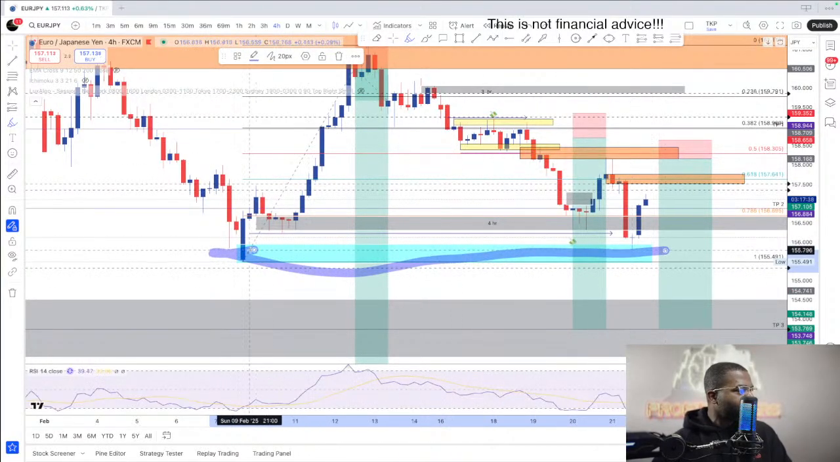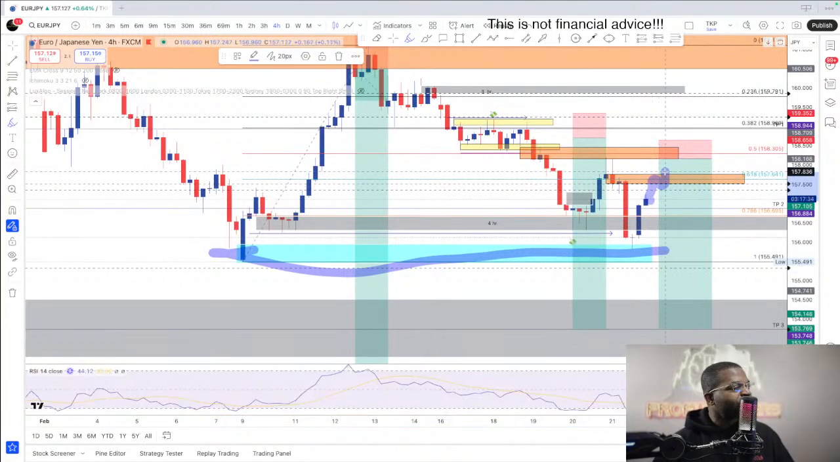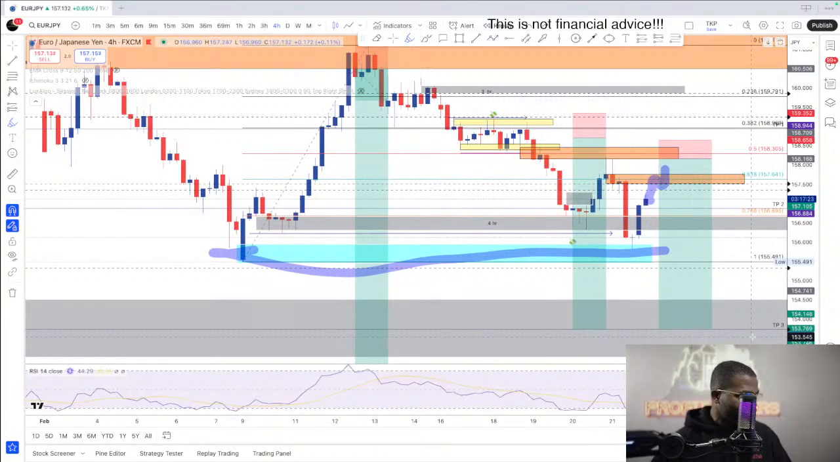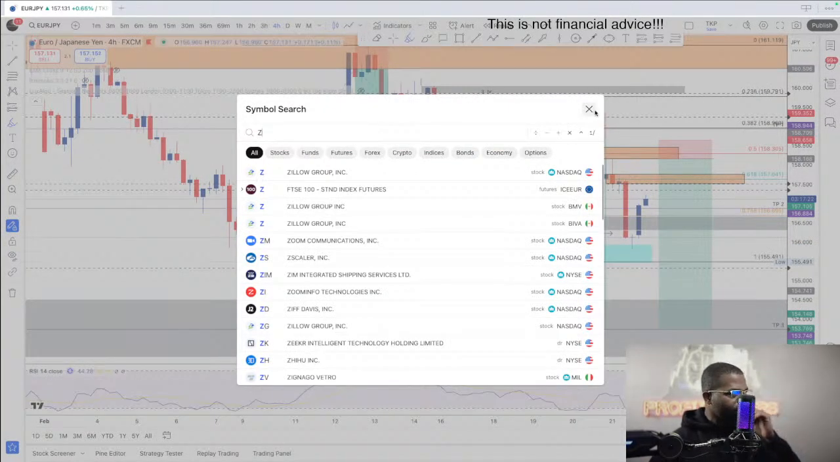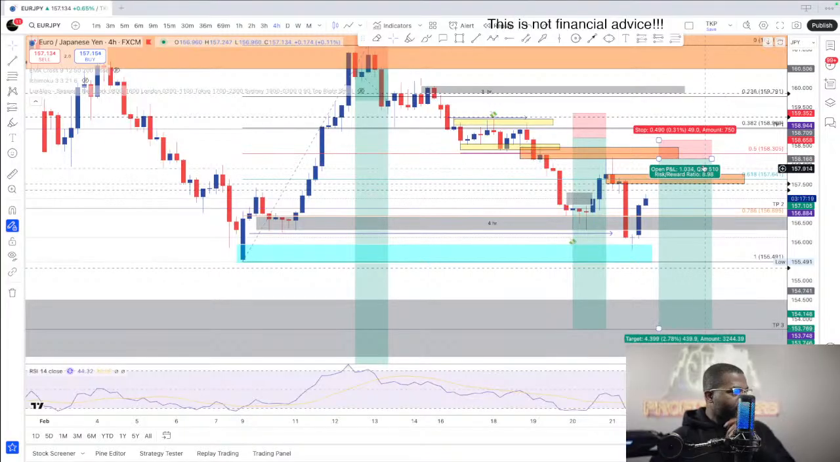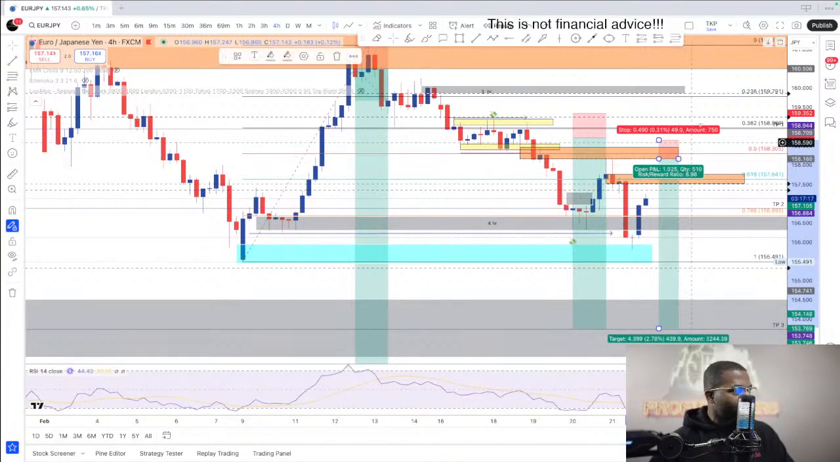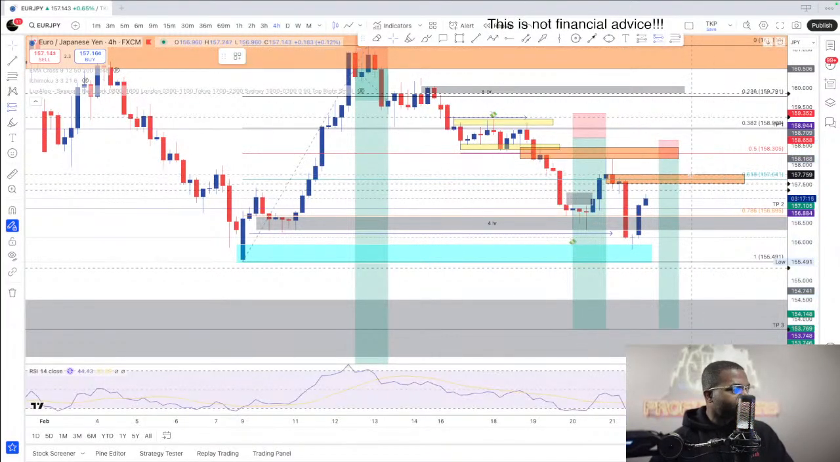We got 2 rejections right here at this area already. So if price fails to break above this area to create higher highs, then we will see either a retest or a break of the lows. So we'll be adding another position to Euro JPY.